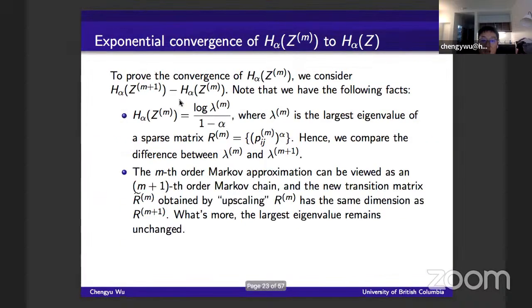But the nth order Markov chain has a transition matrix, and the n+1 order Markov chain has another transition matrix. These two transition matrices have different scale. So the first thing we do is upscale the transition matrix of the nth order Markov chain to have the same dimension as the transition matrix of the n+1 order Markov chain. Then you can compare these two matrices with the same dimension, and by evaluating how close your entries are, you can evaluate the difference between your eigenvalues.